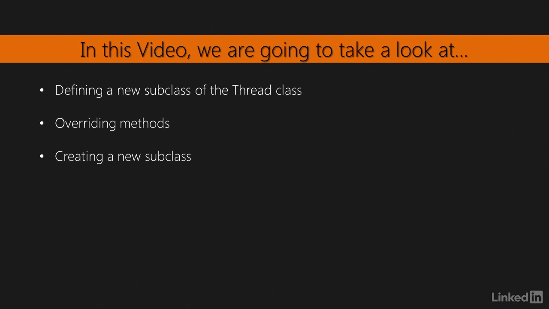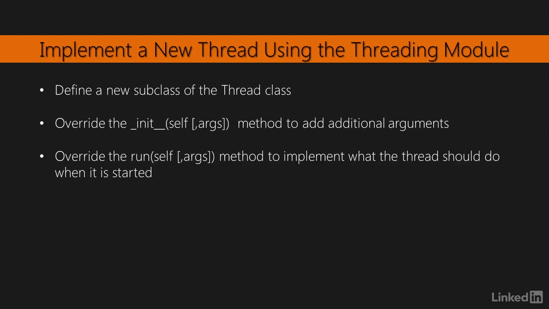Then we'll override a method to add additional arguments. Further, we'll override a method to implement what the thread should do when it's started. After creating a new subclass, we'll create an instance of it and then start a new thread. So let's begin. We'll now see how to use a thread in a subclass.